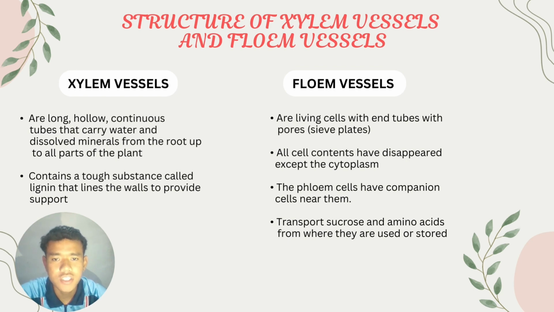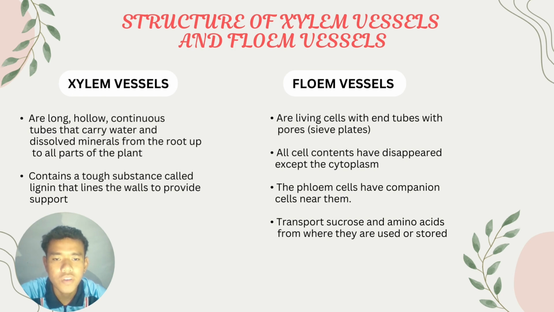For the structure of xylem vessel and phloem vessel, first we're going to go through the xylem vessel. Xylem vessels are long, hollow, continuous tubes that carry water and dissolved minerals from the root up to all parts of the plant. They contain a tough substance called lignin that lines the wall to provide support.